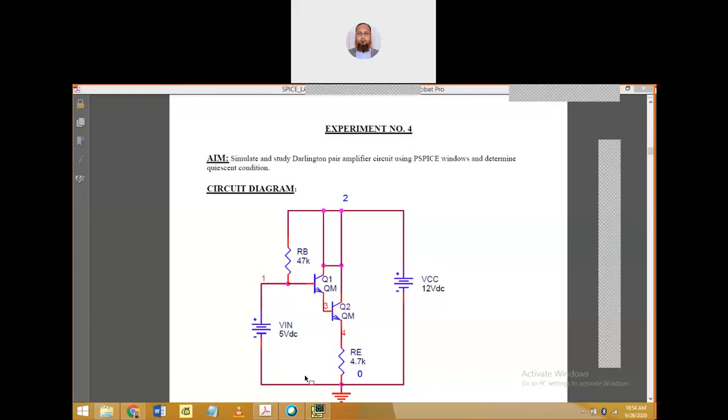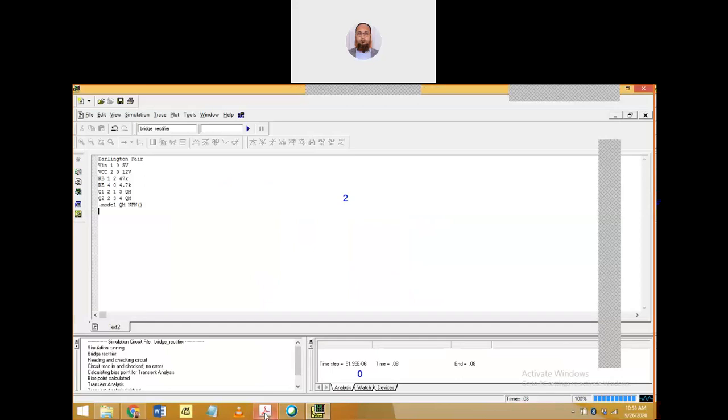Everything is done. Now the important thing is what we want to do with the circuit. We want to calculate the quiescent point, the biasing point. The biasing point is calculated by using .TF. It will give us the transfer function, the gain of the circuit.